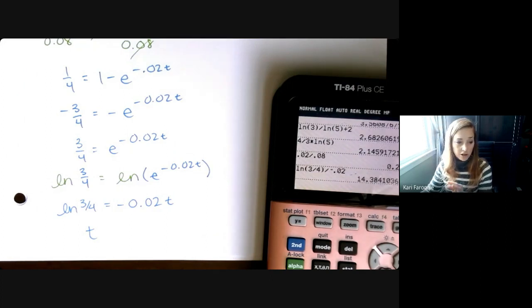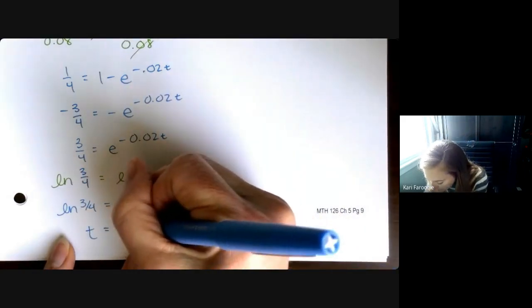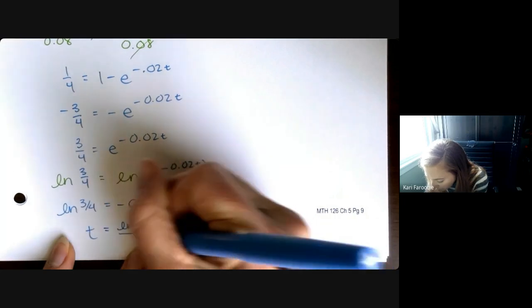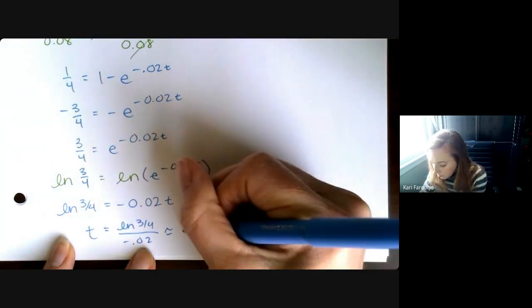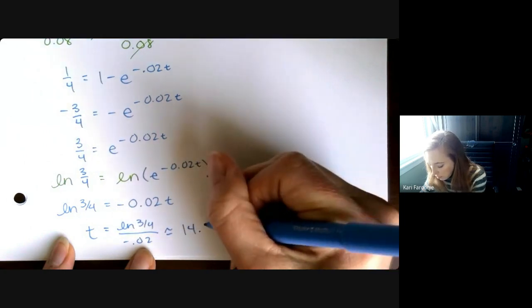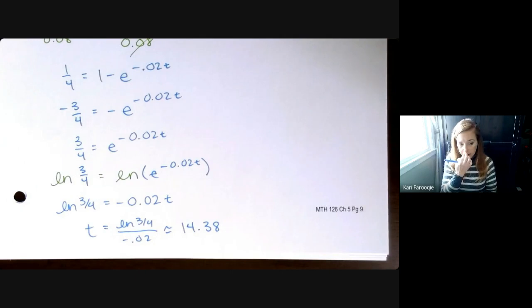And this time we need to discuss here, but now we at least have a number and it's positive. So that's good because we know time can't be negative. So my exact answer is going to be ln 3/4 divided by negative 0.02. We just approximated that to 14.38-ish. Okay, but let's talk about our unit here.